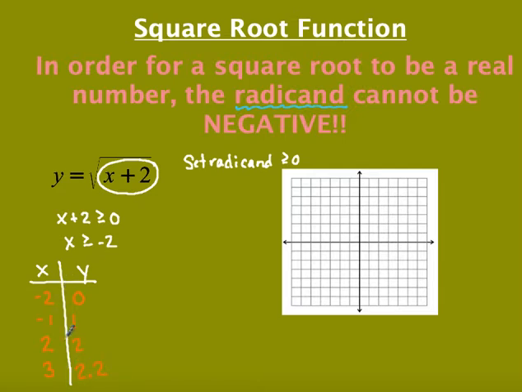So I have 4 points. That's going to give me a nice curve on my graph. So I'm going to go ahead and graph these 4 points. I'm going to start at -2, and my first point is at 0. -1 is at +1. 2 is going to go to +2, and you can see that it's starting to curve a little bit. 3 is going to be about 2.2, a little bit higher than the last point. So you can see that my graph is just shooting off in one direction.